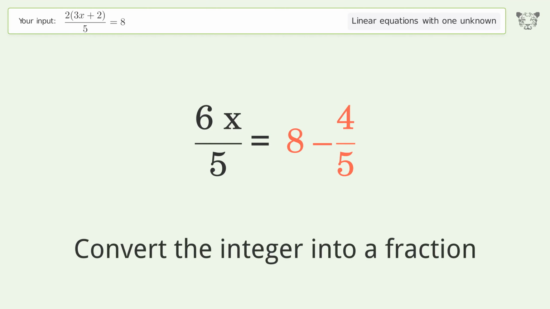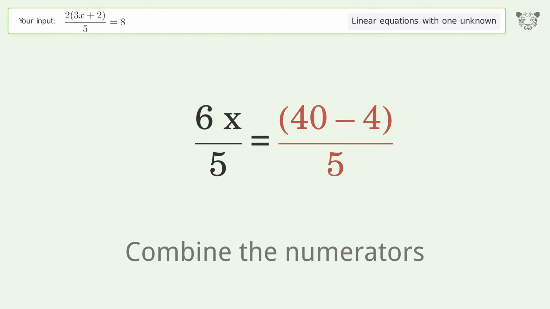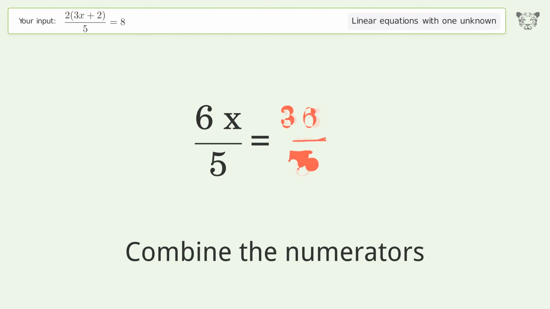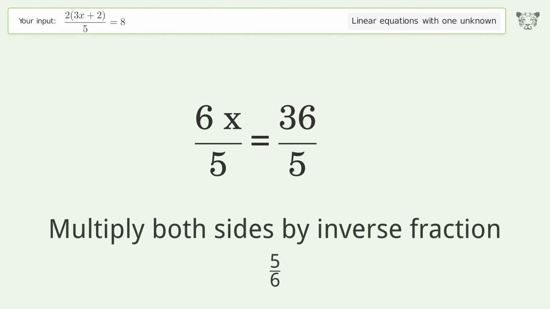Convert the integer into a fraction. Combine the fractions. Combine the numerators. Isolate the x. Multiply both sides by inverse fraction 5/6.